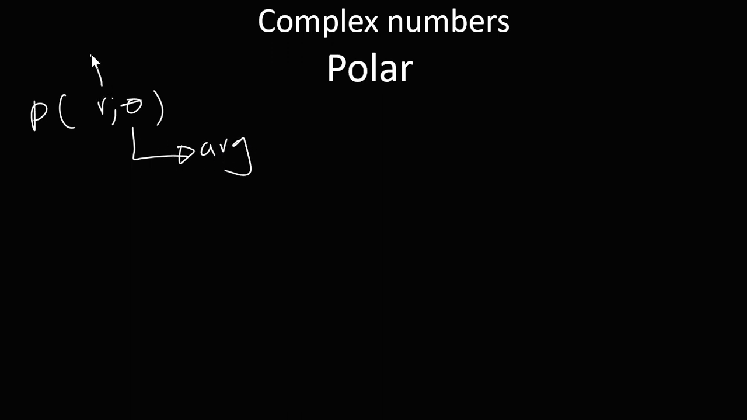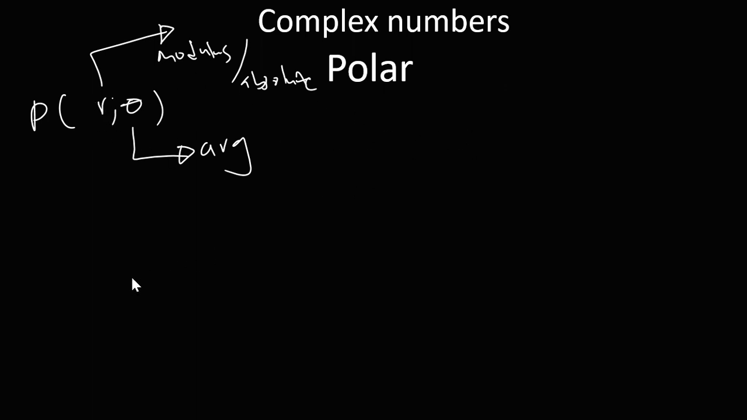And the distance to the point is called the modulus, or the absolute value. It's modulus. Other people call it absolute. Okay, so how do you get the radius, or should I say the modulus?